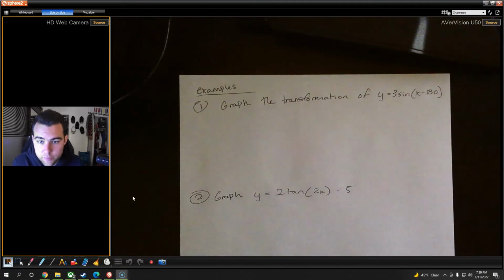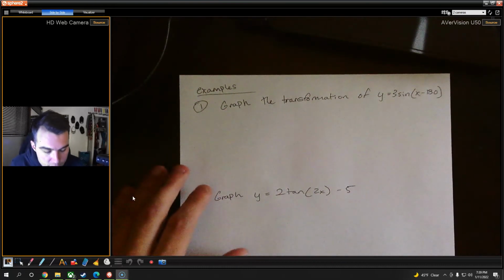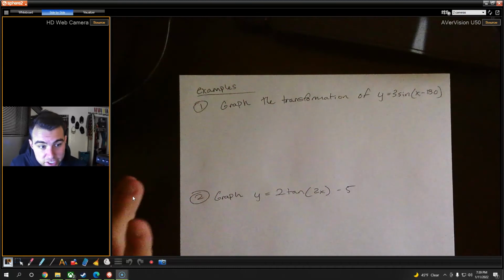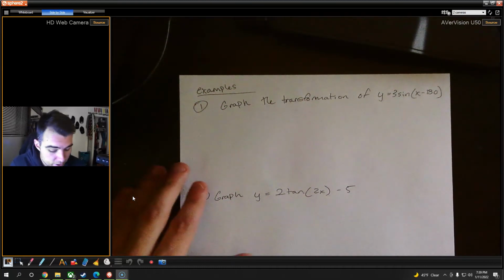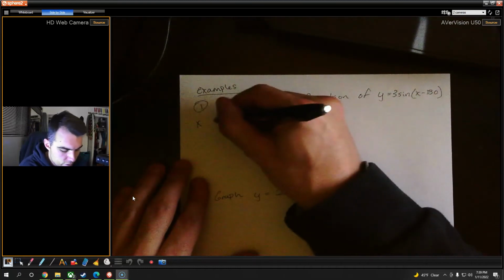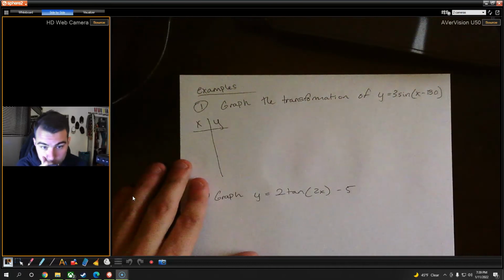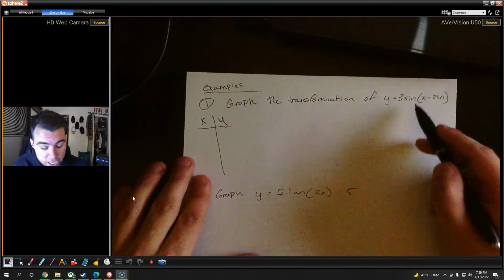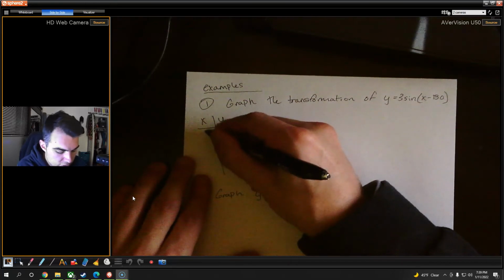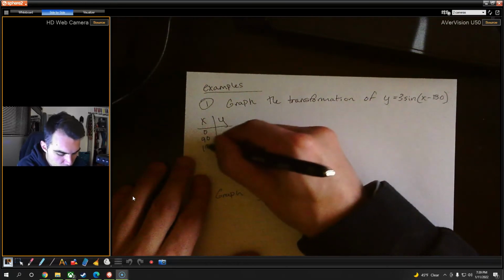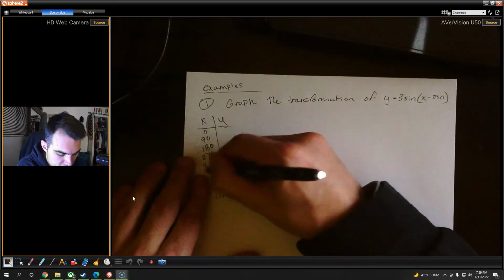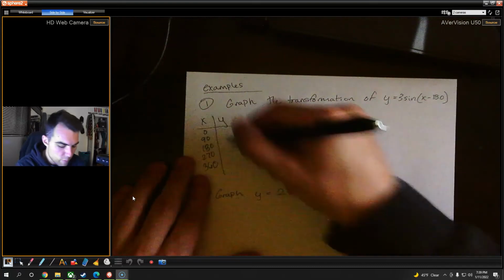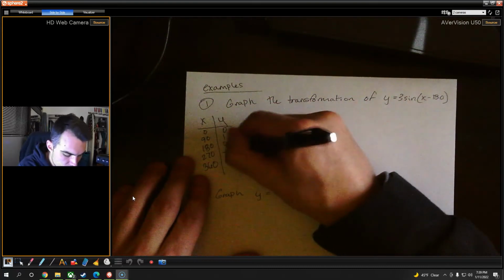So looking at these two problems, we're going to graph these transformations and apply those transformations that we just saw. And we're going to do it in a really nice, easy way. Start off with your XY chart of your base sine function. So start with those angles that we did, 0, 90, 180, 270, 360, right? And get those y values down, 0, 1, 0, negative 1, 0.